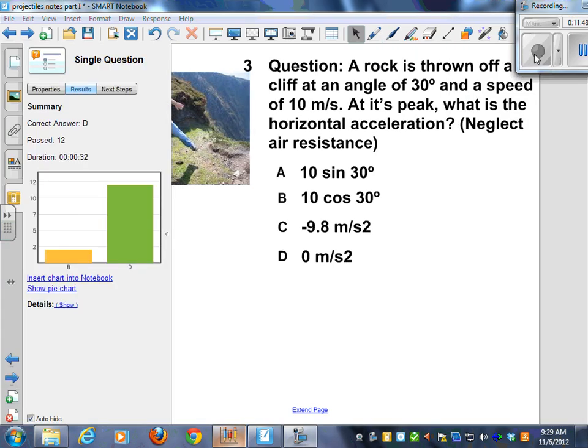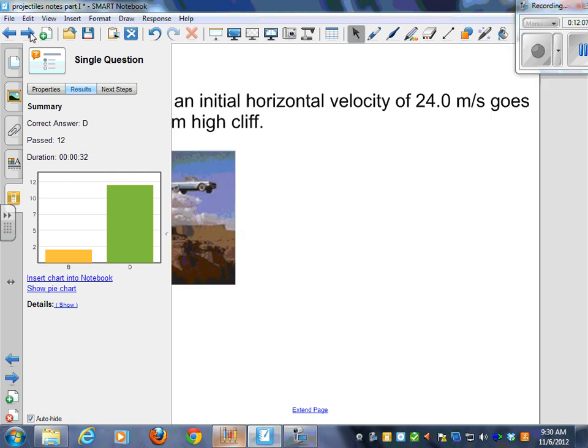The correct answer is 0. There is no horizontal acceleration. Horizontal velocity always remains the same. Now, if I ask for horizontal velocity, then that would have been this one, right? This one would have been horizontal velocity, but it's horizontal acceleration.